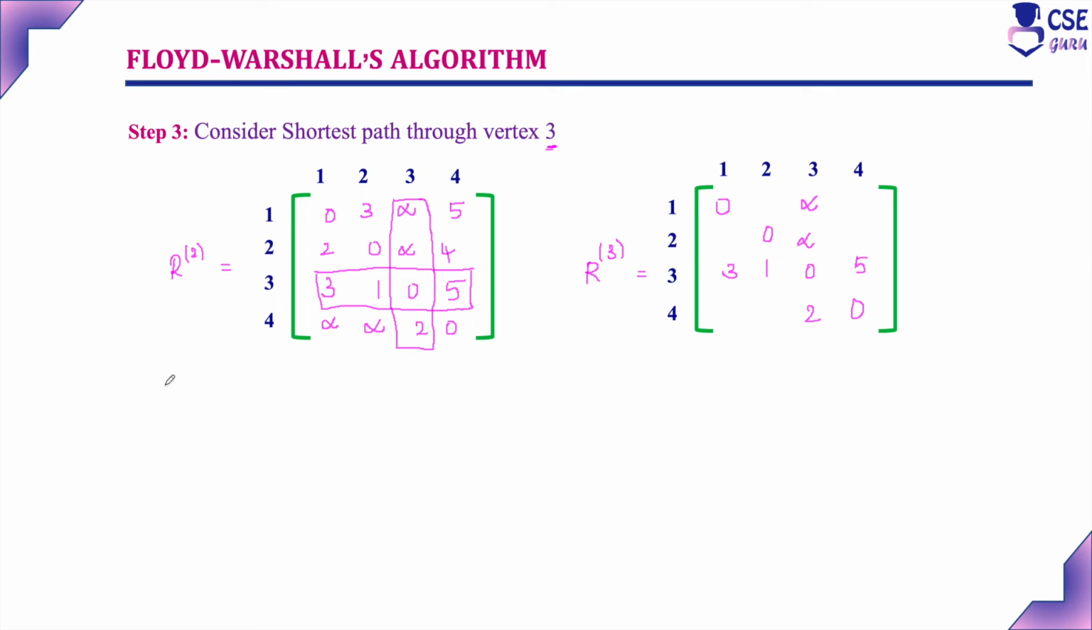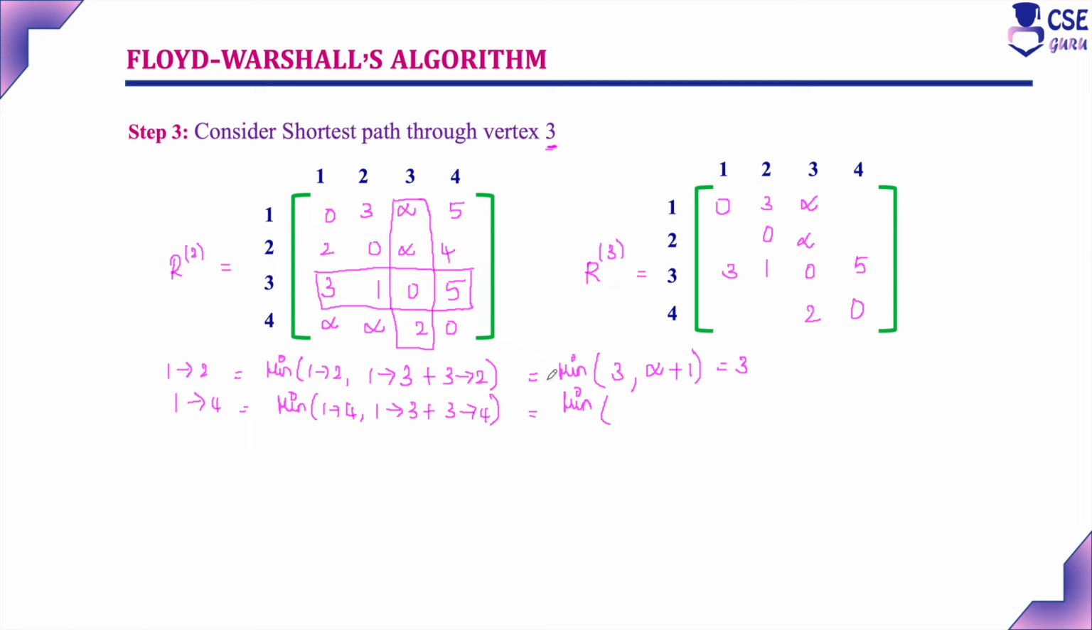So 1 to 2 we need to find. Minimum of 1 to 2, comma, through the vertex 3. So 1 to 3 plus 3 to 2. So already 1 to 2 the distance is 3. 1 to 3 is infinite plus 3 to 2 is 1. So we will get it as 3 only. Next 1 to 4. Minimum of 1 to 4 through the vertex 3. So 1 to 3 plus 3 to 4. So 1 to 4 already the distance is 5. 1 to 3 distance is infinite plus 3 to 4 it is 5. So we will get it as 5 only.